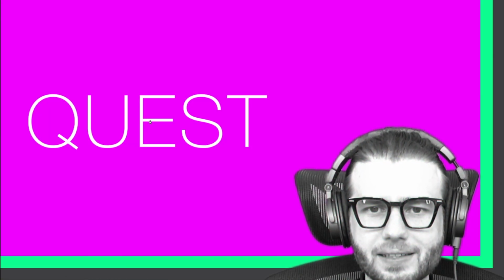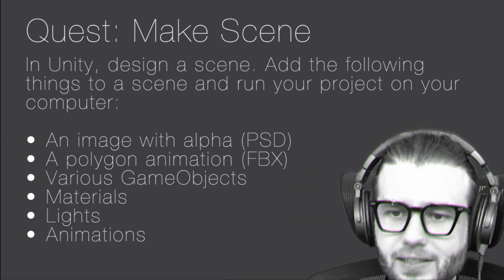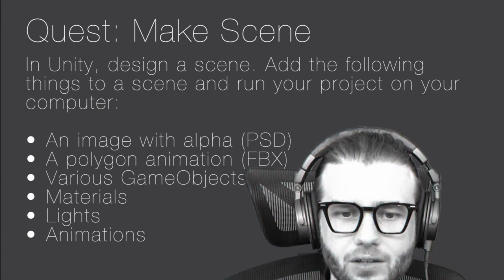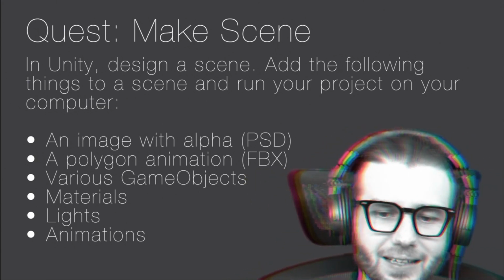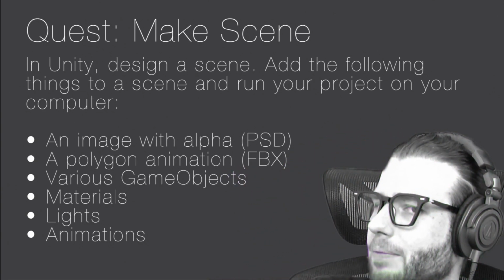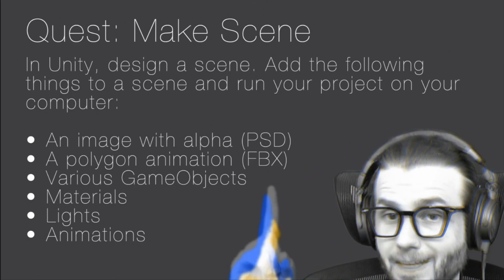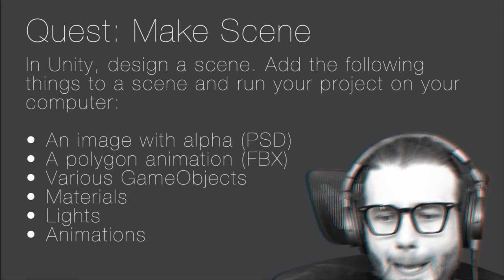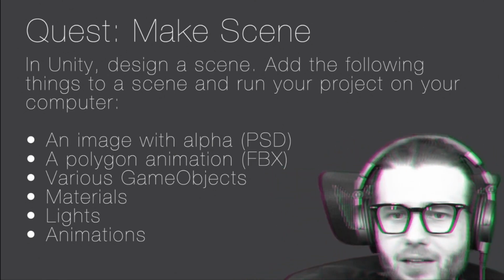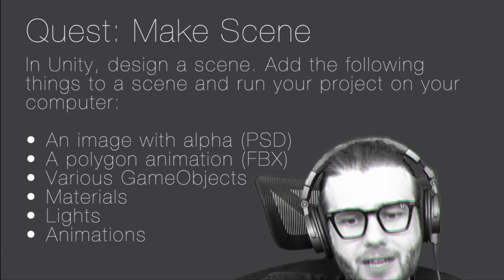Good. So let's move on to the quest. The quest is: make a scene. In Unity, design a scene, add the following things to it, and run your project on your computer. Add an image with alpha. Try to have a PSD file show up in your scene that has alpha. Sprite is the keyword. Throw in a polygon animation that you made with Blender, Maya, 3ds Max, whatever. FBX file format is the key for that.